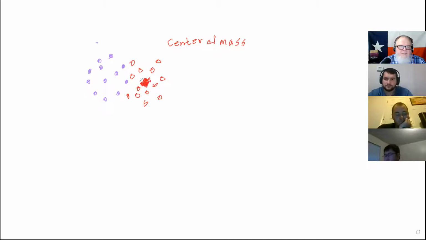Now the center of mass is best thought of if all of these points were on a plane, where would that plane balance? What point would it balance at? That's always the way I like to think about it. And whereas up here, you might find the center of mass here. So that would be the center of the mass of the data. And in order to figure that out, we're going to have N1 as the number of data points over here. We're going to have N2 as the number of data points over here.